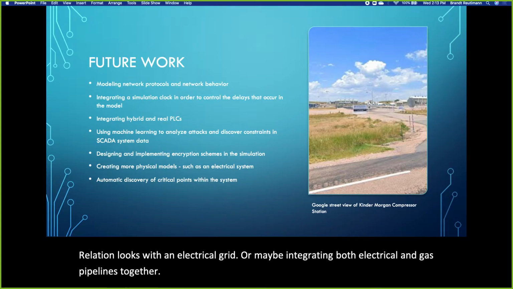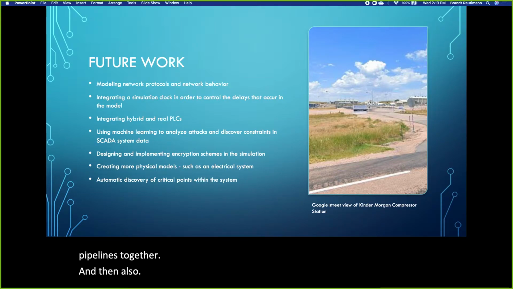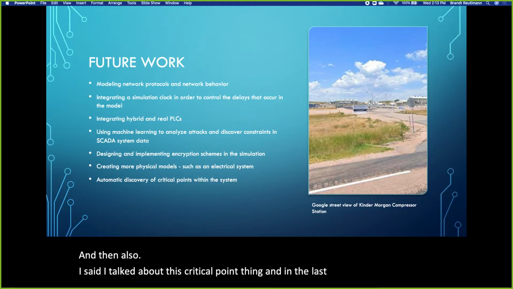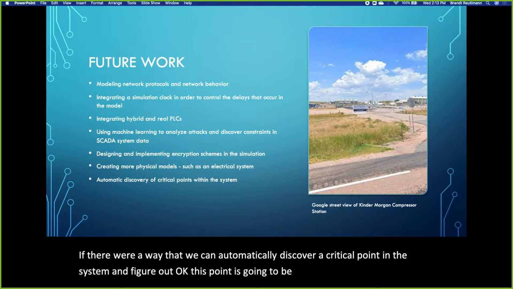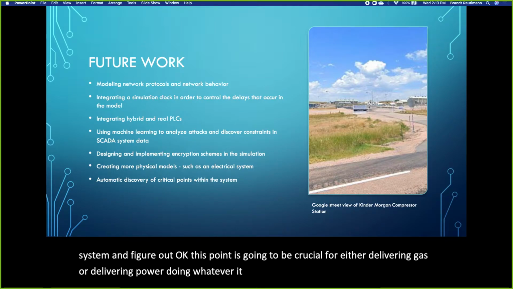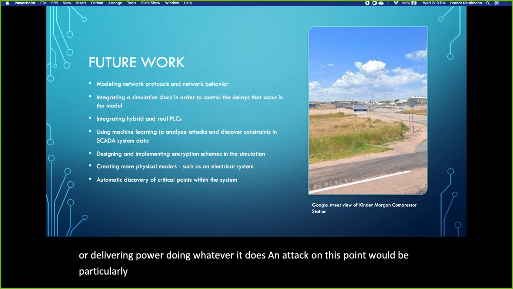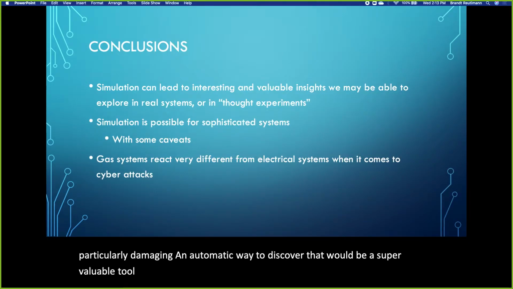And then also, like I said, I talked about this critical point thing in the last couple slides, but if there were a way that we could automatically discover a critical point in the system and figure out, okay, this point's going to be crucial for either delivering gas or delivering power or doing whatever it does, and an attack on this point would be particularly damaging. An automatic way to discover that would be a super valuable tool for defending these systems.